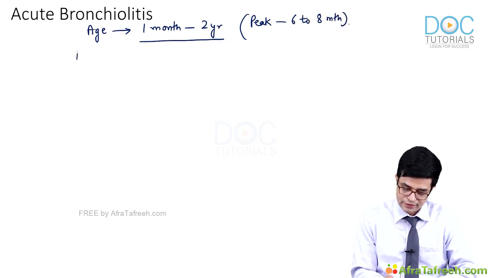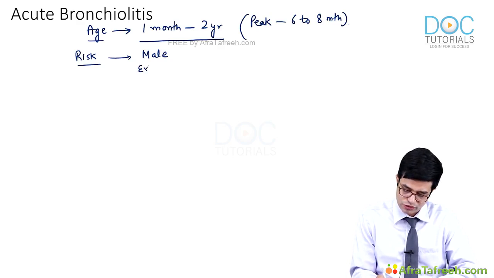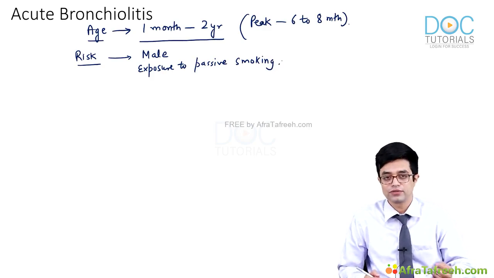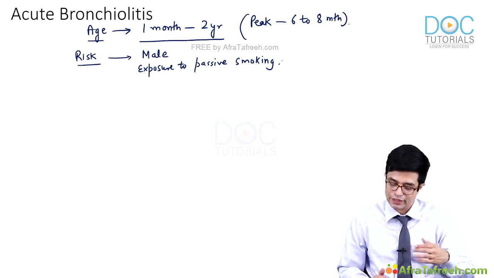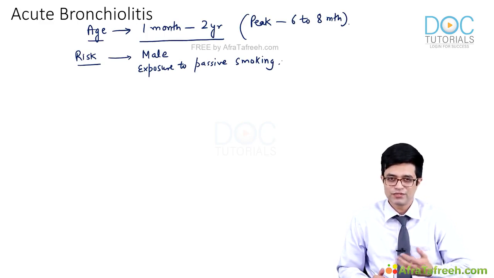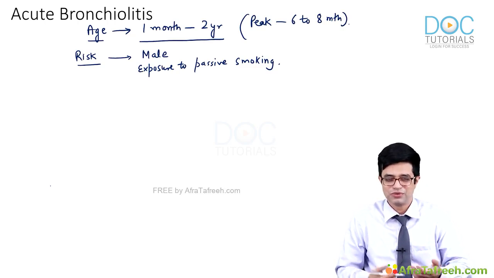What are the risk factors? It is more common in male children. It is more common in children who are exposed to passive smoking. So children who have father or mother or uncles smoking at home have a higher risk. In fact, Nelson also says that studies have shown that mothers who smoke in pregnancy have babies who later in life have a higher risk of developing bronchiolitis. So stay away from smoke, if not for yourself, at least for your kids. Don't pass on all this toxicity to your kid. It is toxic for you, it is toxic for everyone.